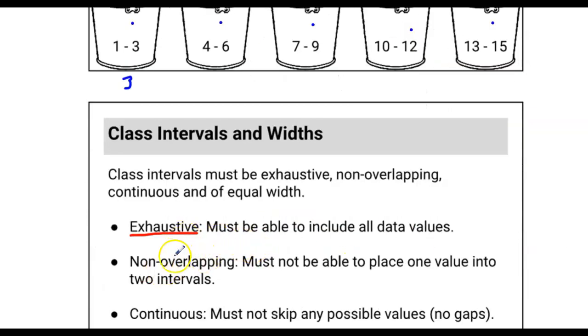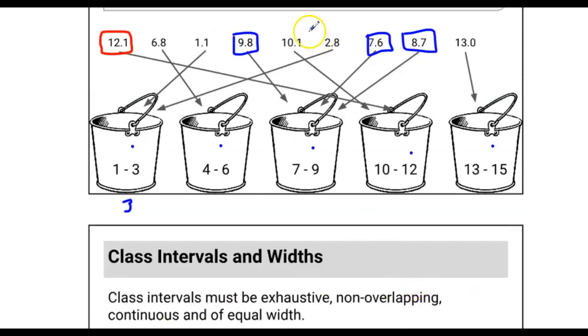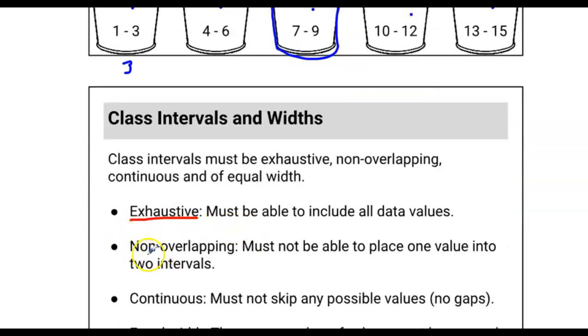Next, they have to be non-overlapping, which means you can't place one value into 2 intervals. So this is 9.8. I knew without a doubt that this 9.8 goes into this bucket here, because this is the bucket for all of the 9s, right? Everything from 9.0 to 9.99. If I said this bucket was everything from 4 to 7, all the 4s, 5s, 6s, and 7s, then where would I put 7.6? Would I put it here or would I put it here? There can't be that ambiguity, so therefore you cannot have overlapping buckets or overlapping class intervals.